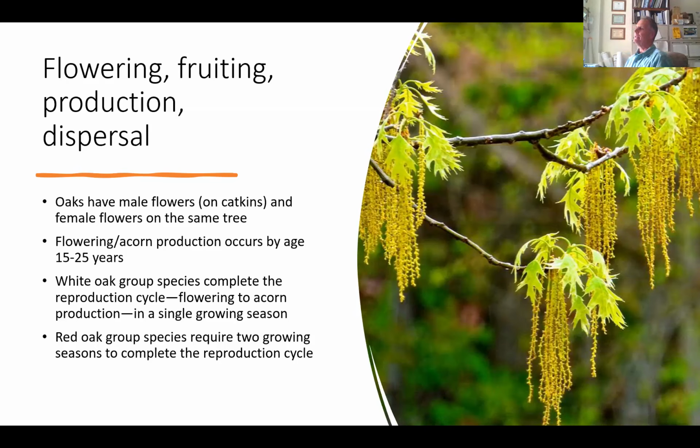So for example, if we have a late spring frost that kills some of the flowers on both the red oaks and the white oaks, at the end of that year, our white oak group species will probably not produce any acorns at all. But since the red oak group species' flowers were pollinated in the previous year, we're likely to have some acorns that are produced from the red oak group species that year. So you can see by having these 2 different groups present in your stands, we're somewhat assured of having some sort of acorn crop.